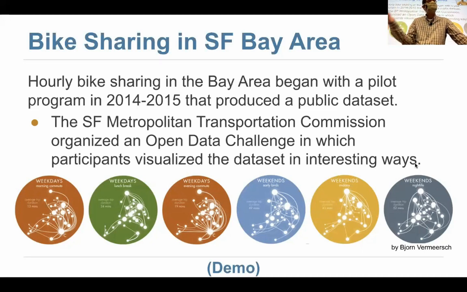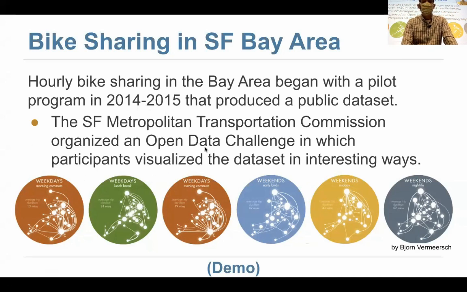And the pilot was successful enough that eventually they bid out contracts for private companies to kind of take over the service. So I think Ford did it first, and then now it's Lyft. But there's quite a bit of bike sharing in the Bay Area, which is really great. But no longer is it the case that all of the bike trips are public. You can't download a data set of people riding their shared bikes around in 2019 or 2022, but you could for this period between 2014 and 2015.